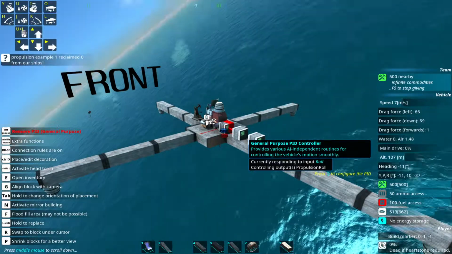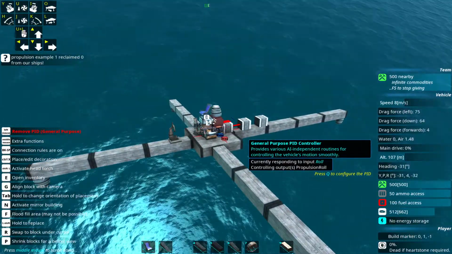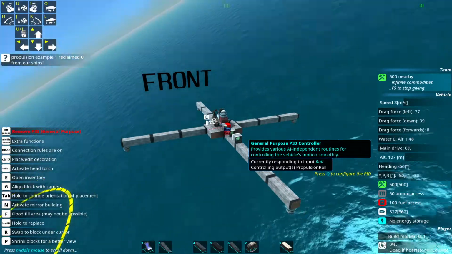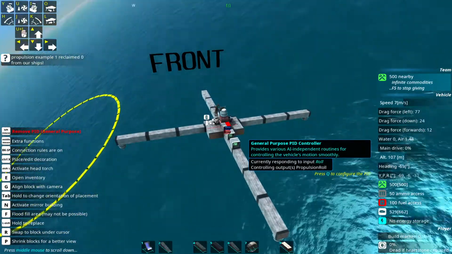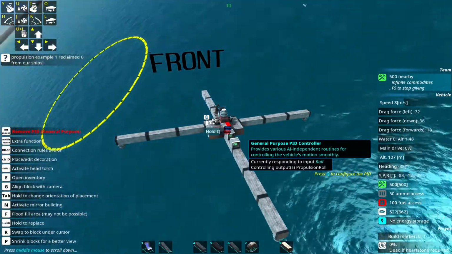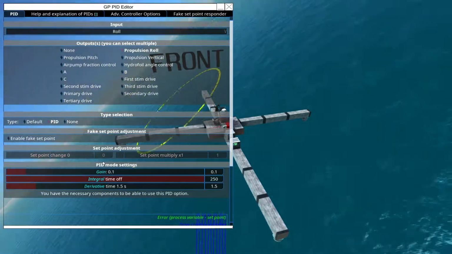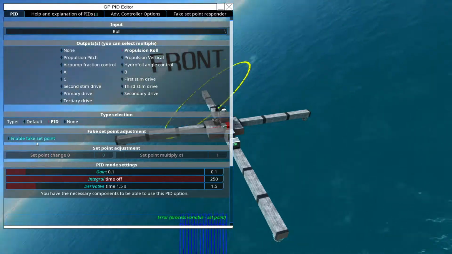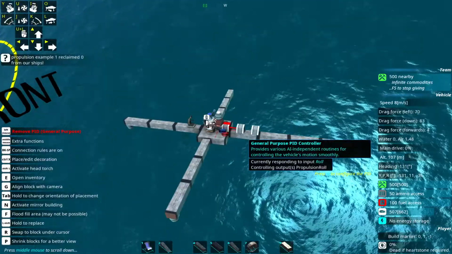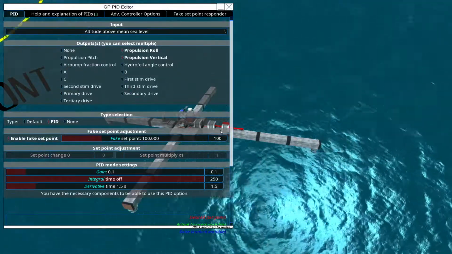So right now this is always overshooting, right? Behaving way too aggressive. If you want to change that, you have to configure the PID. And the PID looks complex, but it basically only has 4 settings. The first is the fake set point. This is basically what the PID system wants to achieve.